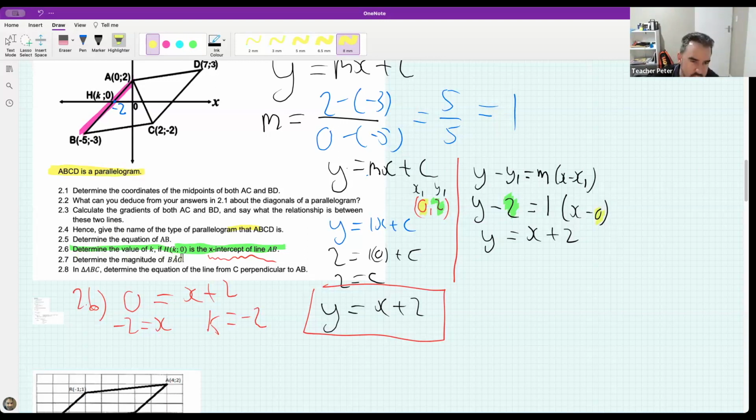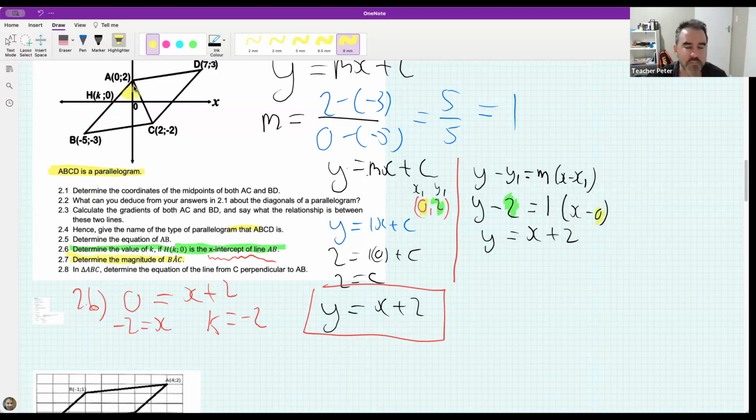Determine the magnitude of BAC. Now, where is BAC? BAC is at the top here. Okay, I'm going to give you a little bit of a hint, because this is a tricky one.